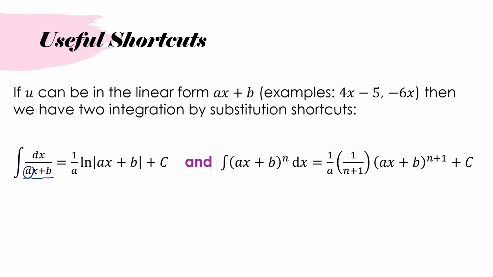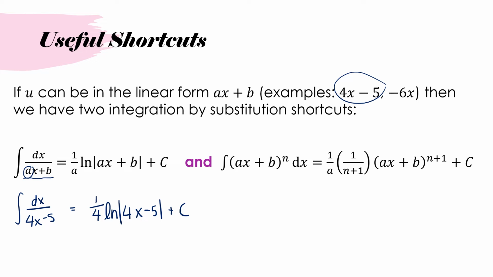So if we had that 4x minus 5, we'd be able to say, just by looking at it, if it had been in this form, we'd be like, oh, hey, we're going to have 1 over 4, because 4 is a, ln |4x minus 5| plus c.